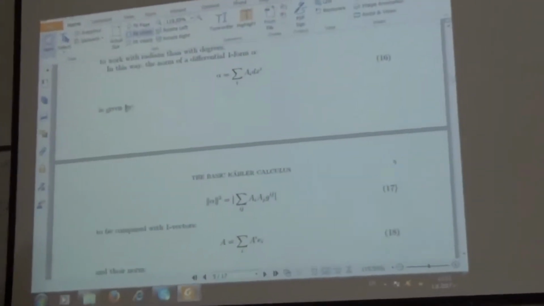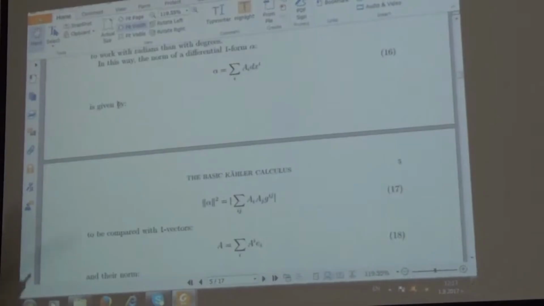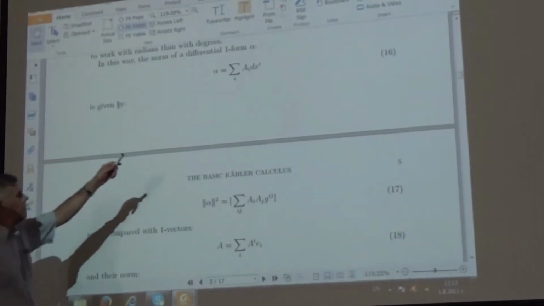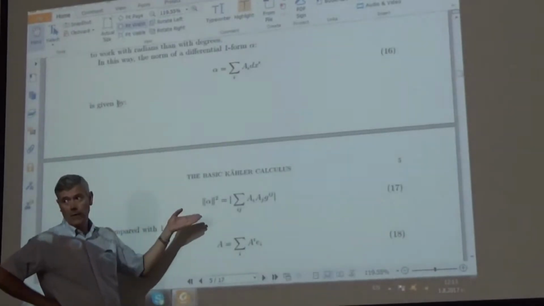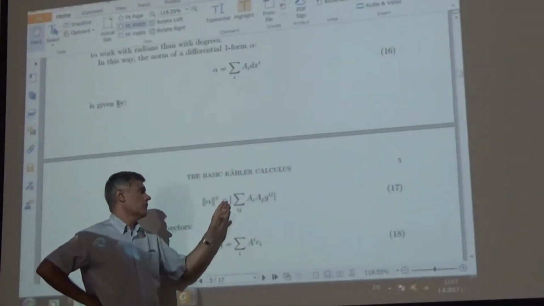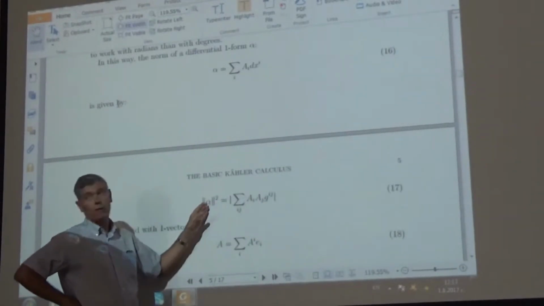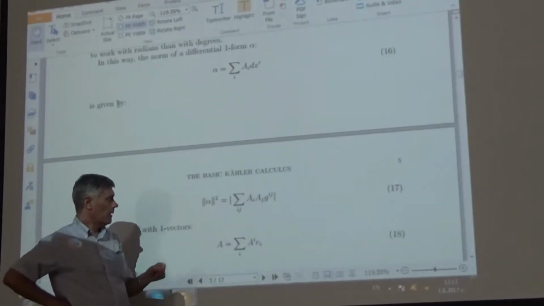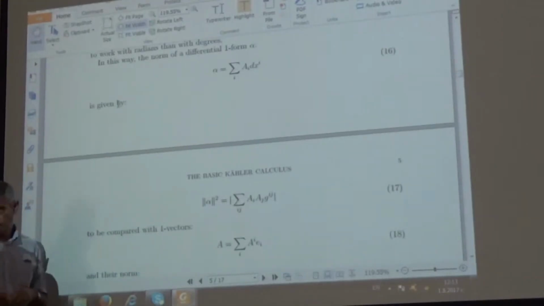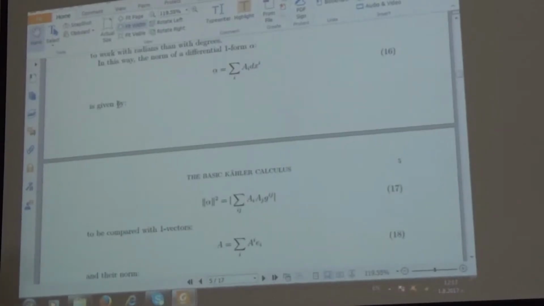Okay, then this allows us to define the norm of a differential form. We have a differential form, we apply this, and the result is this. Of course, we must take the absolute value if we want a positive norm. But this is the result. It is similar to the norm of a vector in a vector space. It works almost in the same way.